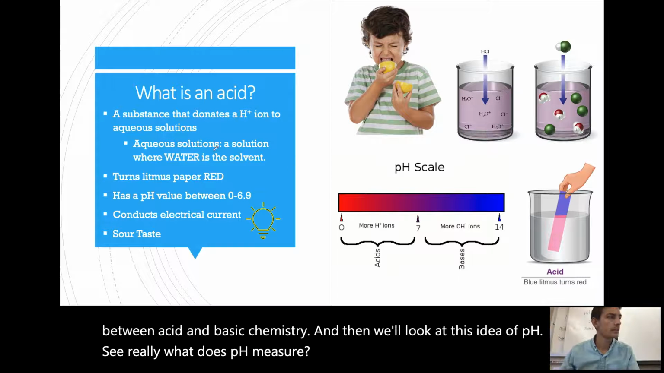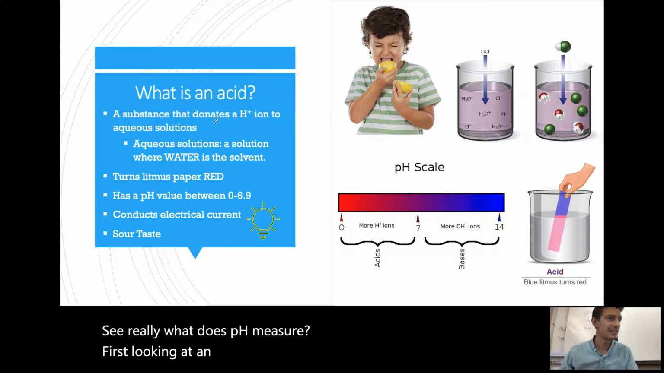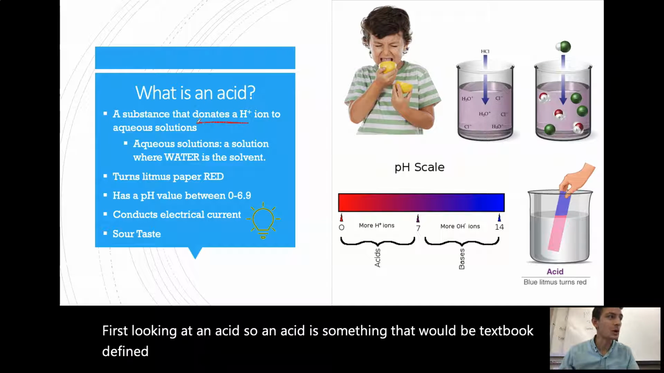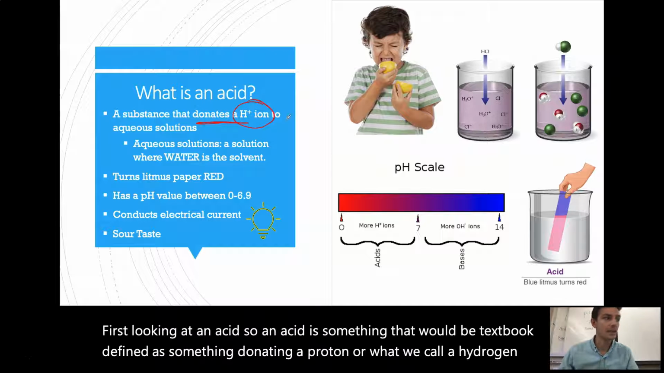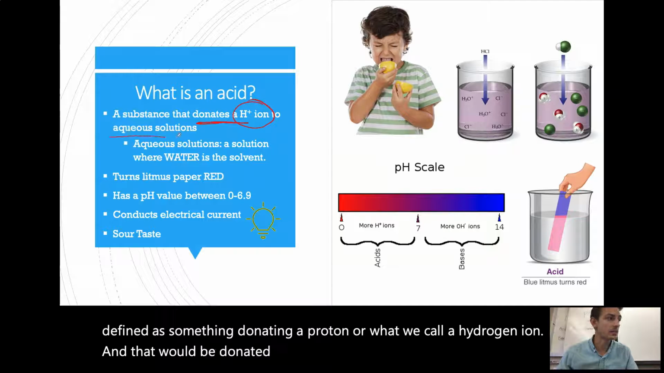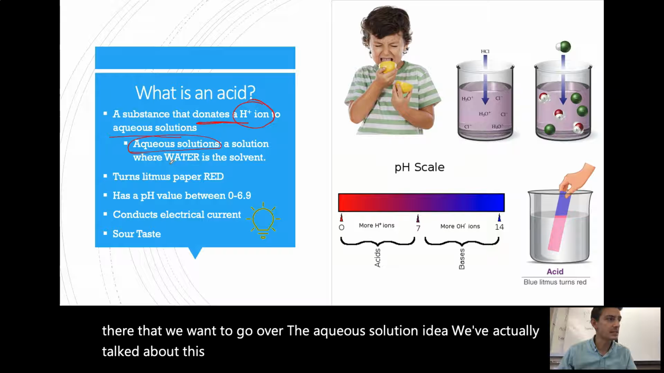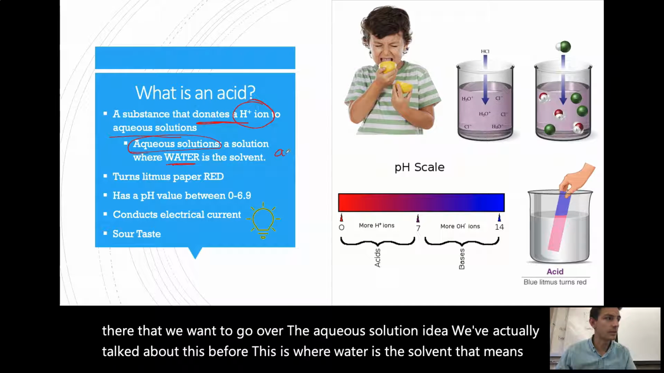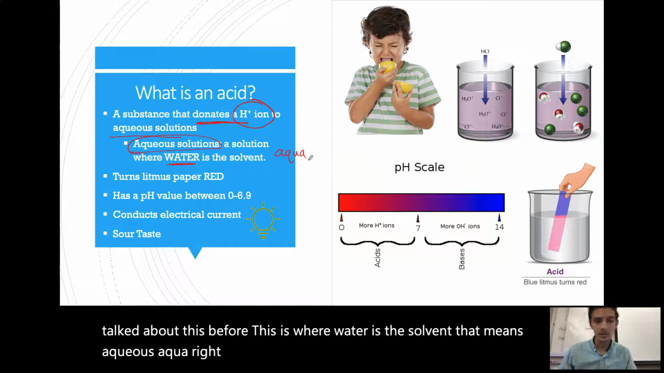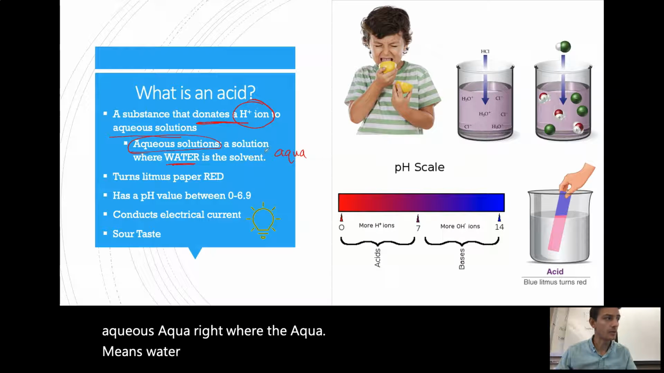Okay, well first looking at an acid. So an acid is something that would be textbook defined as something donating a proton, or what we call a hydrogen ion. And that would be donated to an aqueous solution. So a couple new terms there that we want to go over. The aqueous solution idea, we've actually talked about this before. This is where water is the solvent. That means aqueous, aqua, right? The word aqua means water, and so that's a helpful way to remember. Aqueous means just dissolved in water.